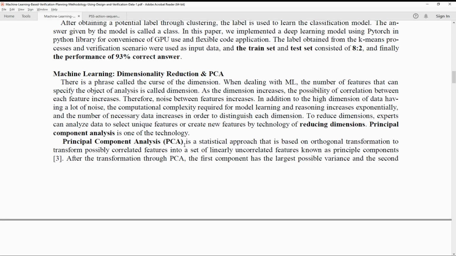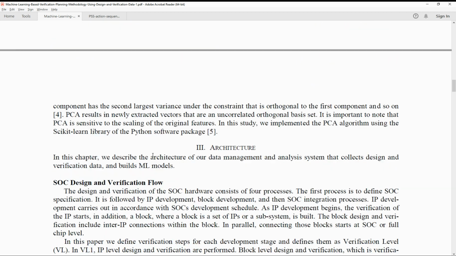Principal component analysis (PCA) is a statistical approach that is based on orthogonal information to transform possibly correlated features into a set of linearly uncorrelated features known as principal components. After transformation through PCA, the first component has the largest possible variance and the second component has the second largest variance under the constraint that it is orthogonal to the first component, and so on. PCA results in newly extracted vectors that are on an uncorrelated orthogonal basis set. It is important to note that PCA is sensitive to the scaling of original features. In this study, we implemented the PCA algorithm using the scikit-learn library of the Python software package.